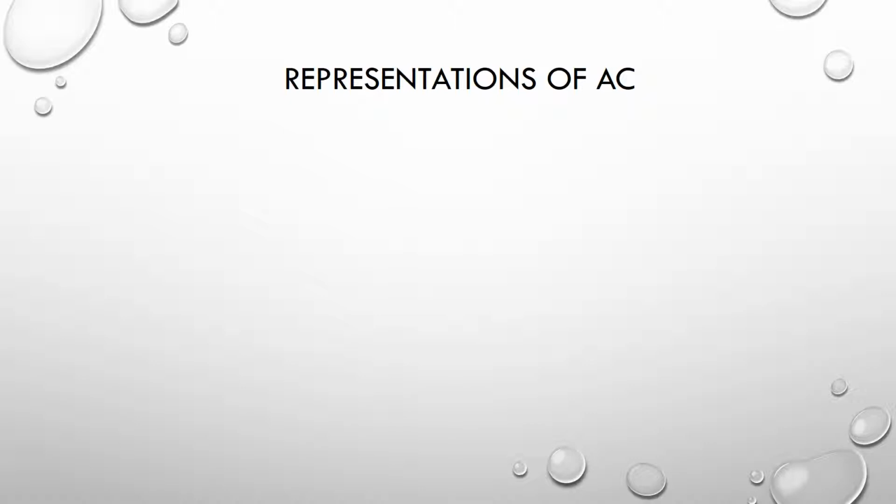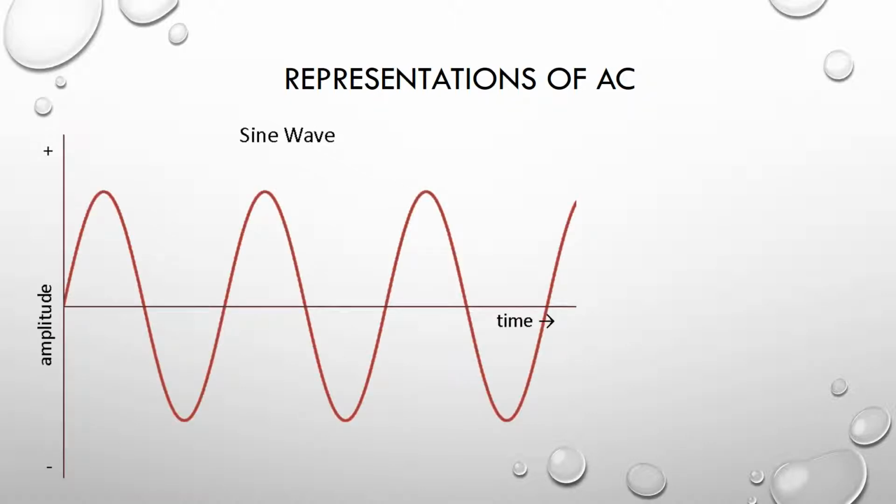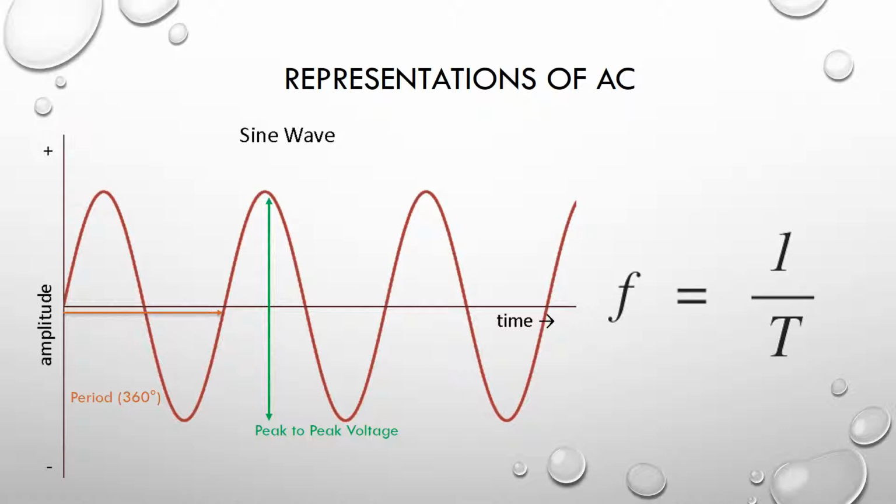As AC is constantly changing polarity, it is most often represented as a sine wave. A common way that the voltage is measured is in the peak-to-peak value. The time it takes for the sine wave to make a full rotation is called the period. The period is made up of 360 degrees and can be used to find the frequency, as the frequency is the reciprocal of the period.